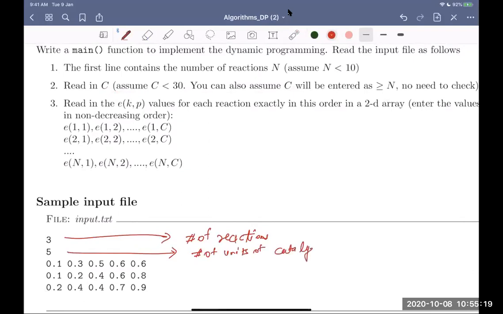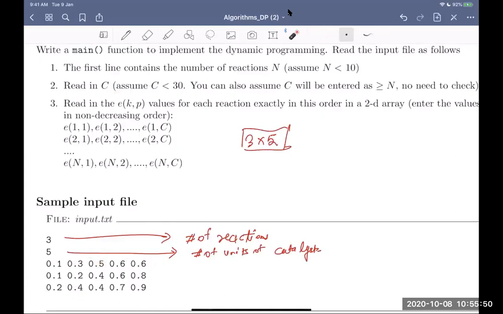And then following this, as you know, you need to have these EKB values. So you will be given a 2D array. There are 3 reactions and 5 units of catalyst, so there will be a 3 cross 5 matrix. For each reaction, it gives the probability of success with 1 unit of catalyst, say 0.1, 0.3 with 2 units, 0.5 with 3 units, and so on.